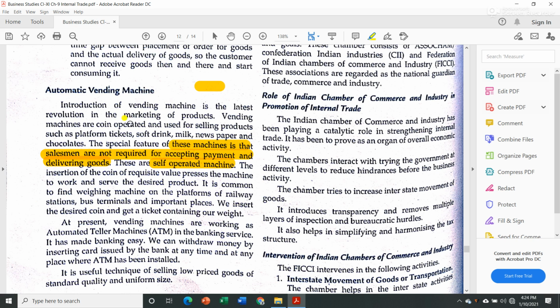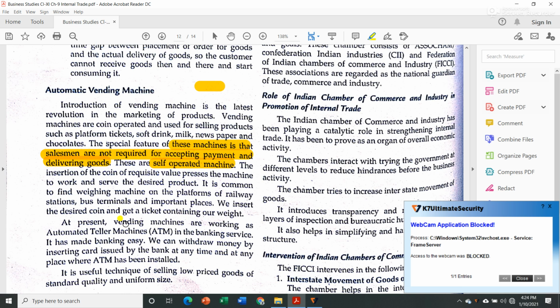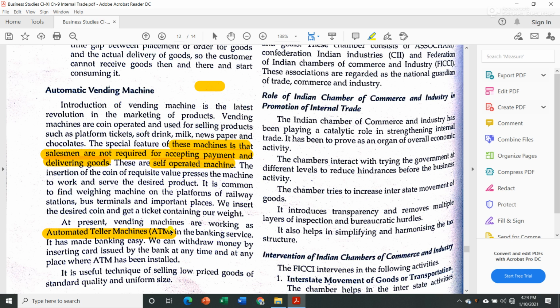Now automatic vending machine, one, you can buy goods like soft drink, milk, etc. And there is another type of vending machine, that is weighing machine. You can mostly find those in railway stations, bus terminals and other big shopping malls, where you just put coins and then you can check your weight. At present, vending machines are working as automated teller machines. Now this type of vending machine is famous in Manipur, or in India.